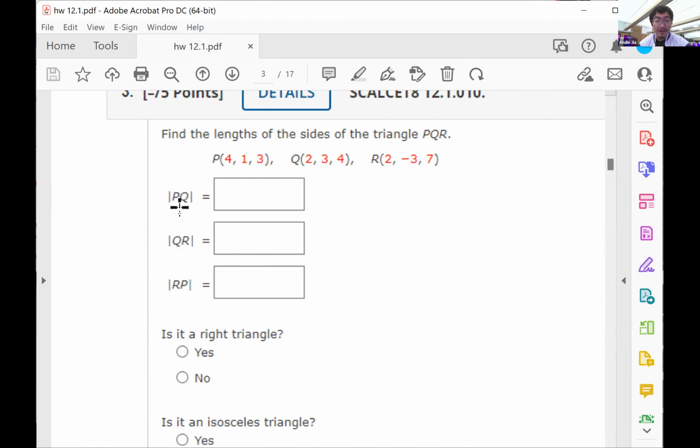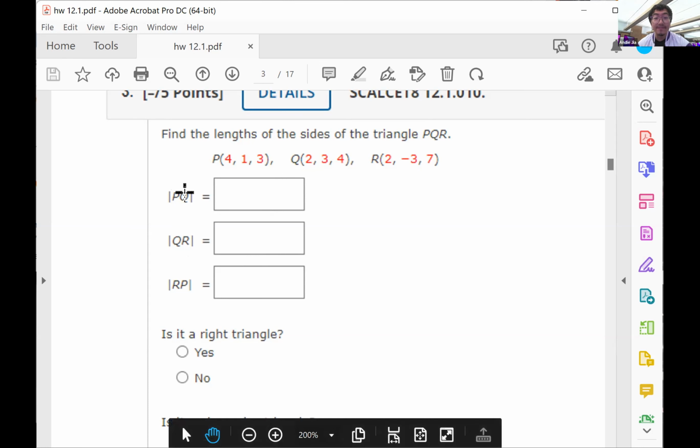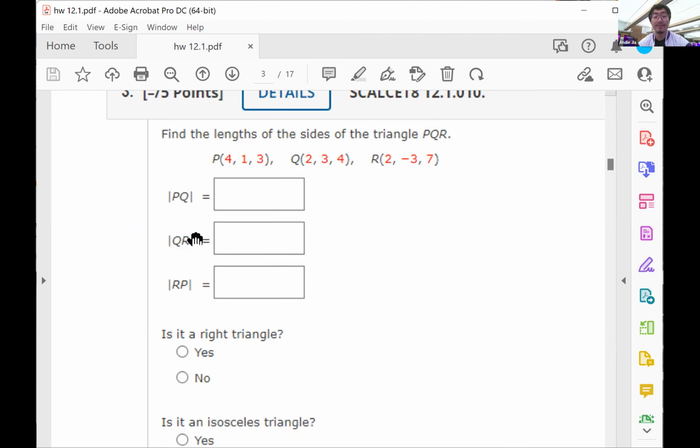Just to visualize here, to check if they form a right triangle, if PQ squared plus QR squared equals RP squared, then it is a right triangle. To make a triangle with three sides A, B, and C, if A squared plus B squared equals C squared, then this is a right triangle. Otherwise, it is not.